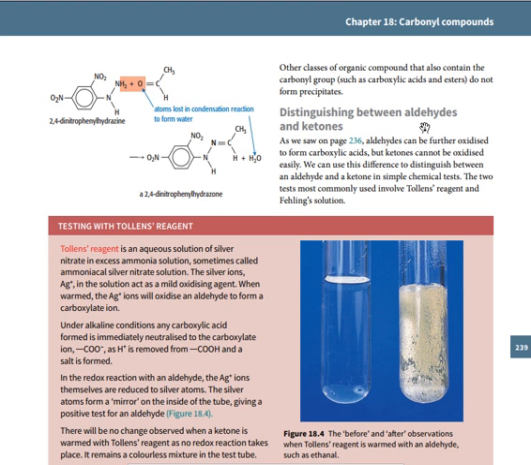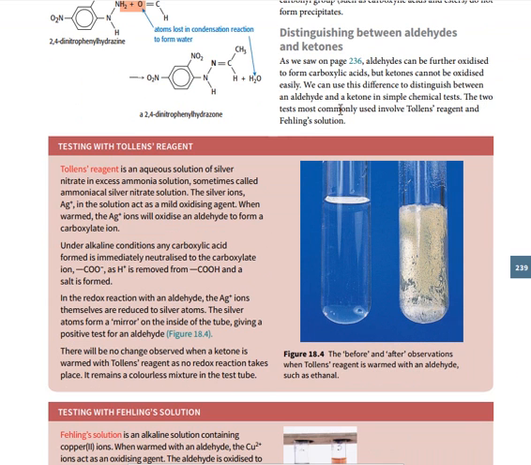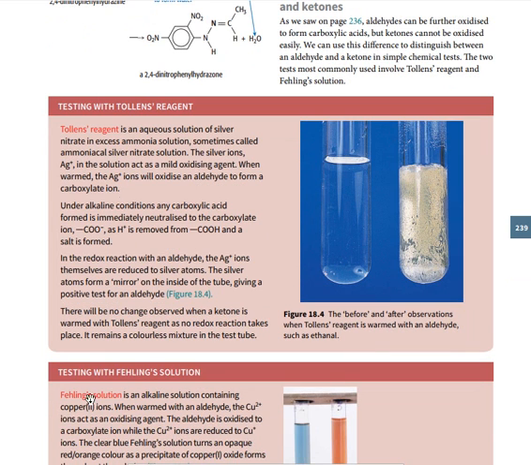Now the next test is trying to distinguish between an aldehyde and a ketone. To distinguish between an aldehyde and a ketone, you can use Tollens reagent and you can use the Fehling's solution test. So these are the two main tests you can use to distinguish an aldehyde and a ketone. But what is the point for the distinction of aldehyde and ketone? The first point is that aldehydes have a hydrogen attached directly to the carbonyl carbon atom, while ketones don't have a hydrogen directly attached to the carbonyl carbon atom.